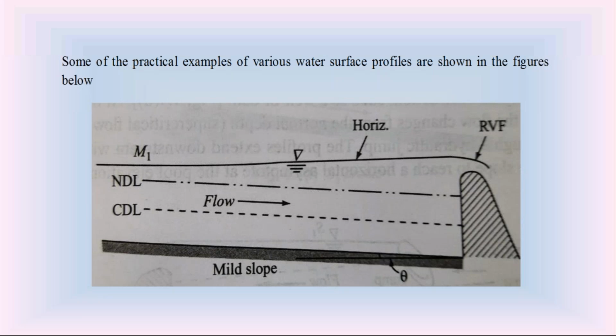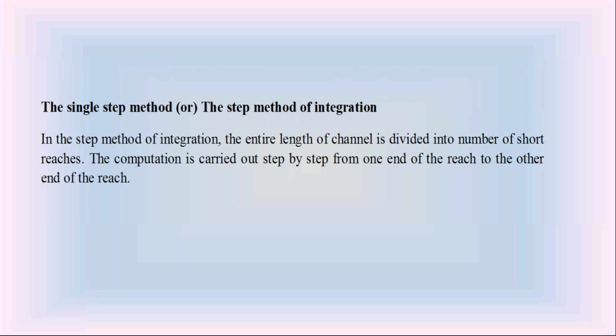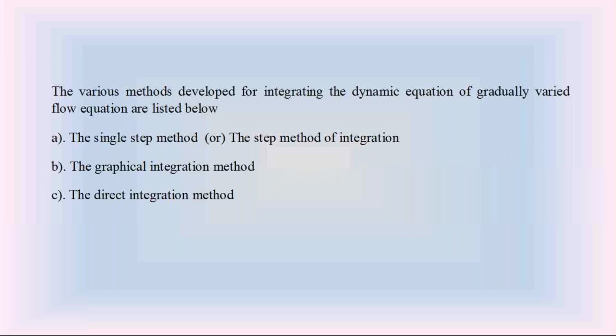Then in the morning class I explained we have three methods for the integration of the dynamic equation of gradually varied flow. The first one is called the single step method or the step method of integration. The second one is called the graphical integration. The third one is called the direct integration. Out of these three methods, in our syllabus, we have the first method, the single step method of integration or the step method of integration.